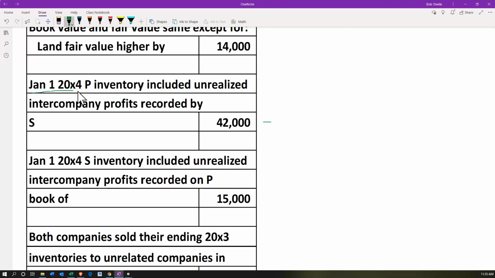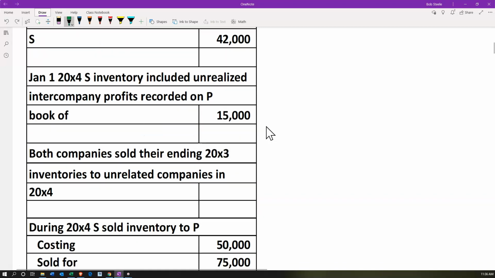And of course, the assumption would be that P then sold that inventory that they have on the books in the current year. Also note the terminology: if there's a sale going from P to S, we'll think of that as a downstream sale. If the sale is going the other way, from S to P, from the subsidiary up to the parent, we're going to call that an upstream sale. So keep this terminology in mind, because we're going to try to standardize some of the process to make the consolidation as easy as possible.